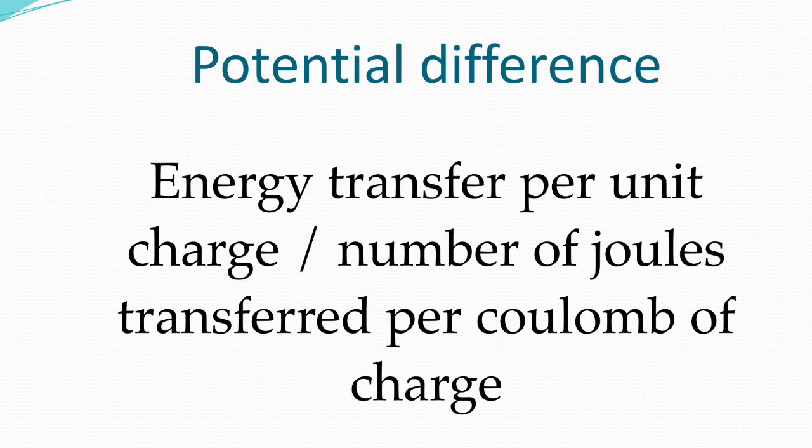Potential difference is defined as the energy transferred per unit charge. Another way of thinking about this is how much energy each electron is transferring. It can also be the number of joules transferred per coulomb of charge. You do need to know this definition, so pause the video now and copy it down.